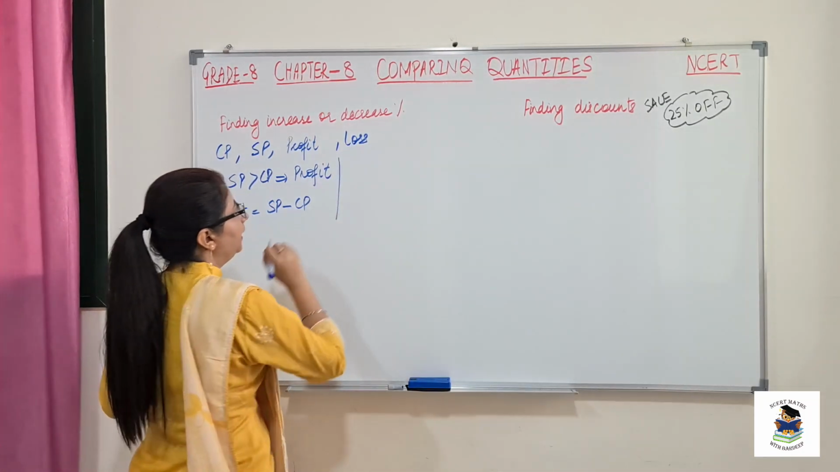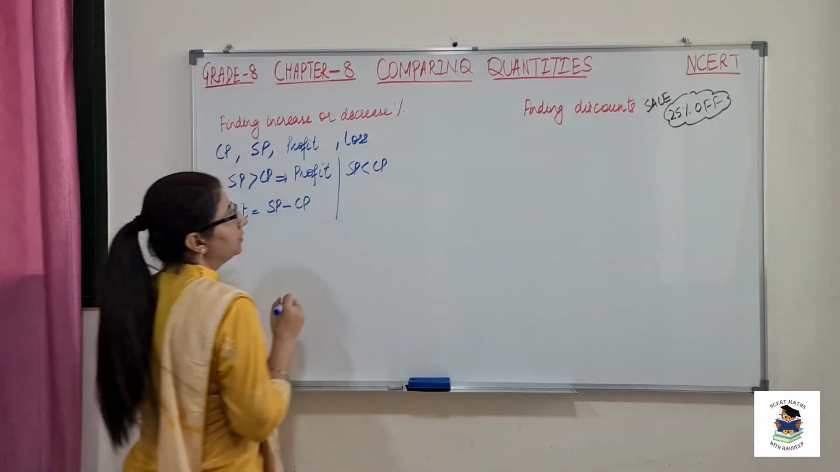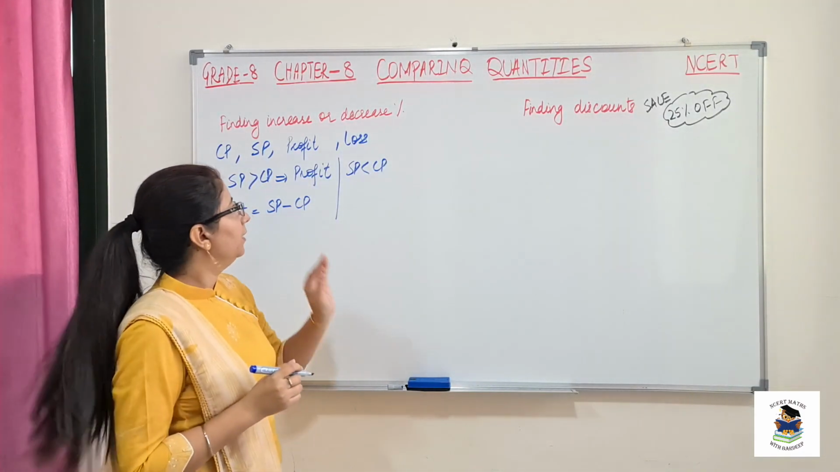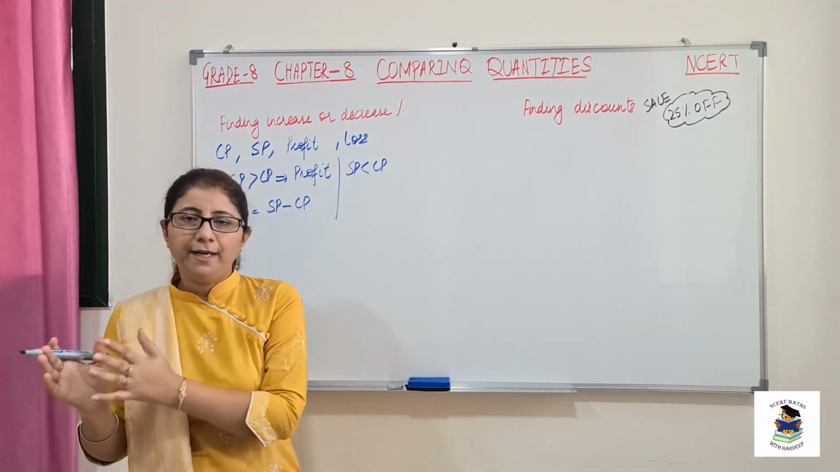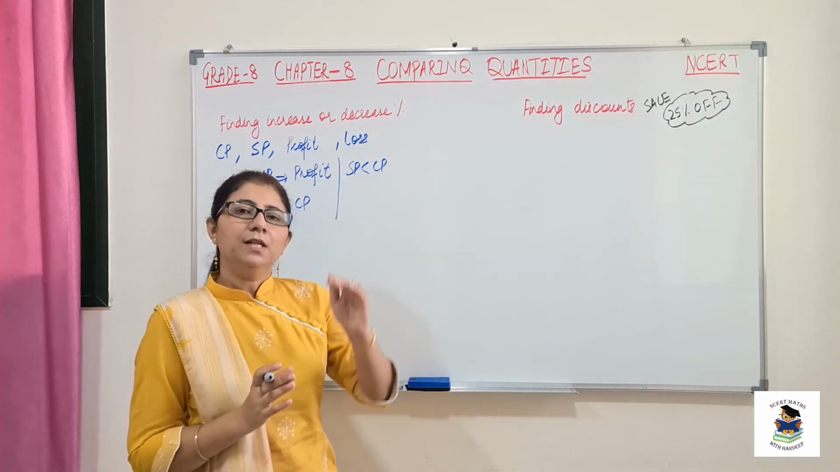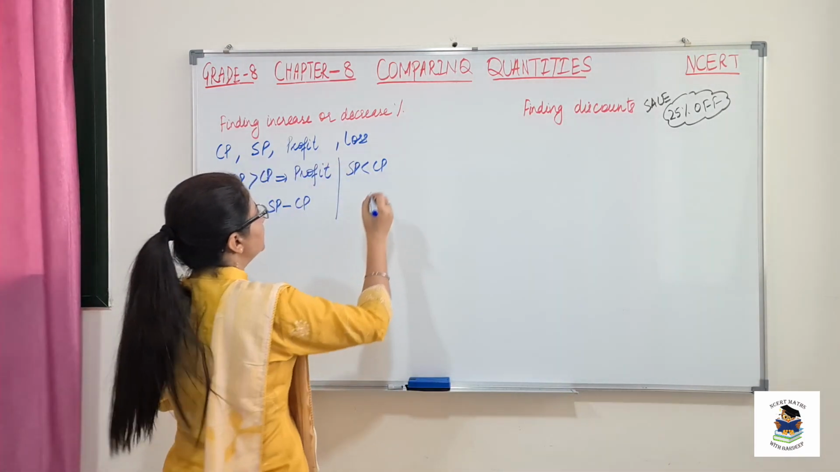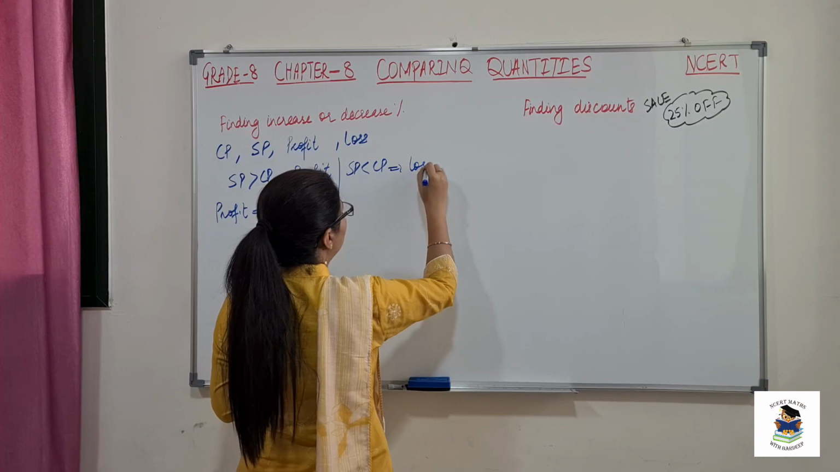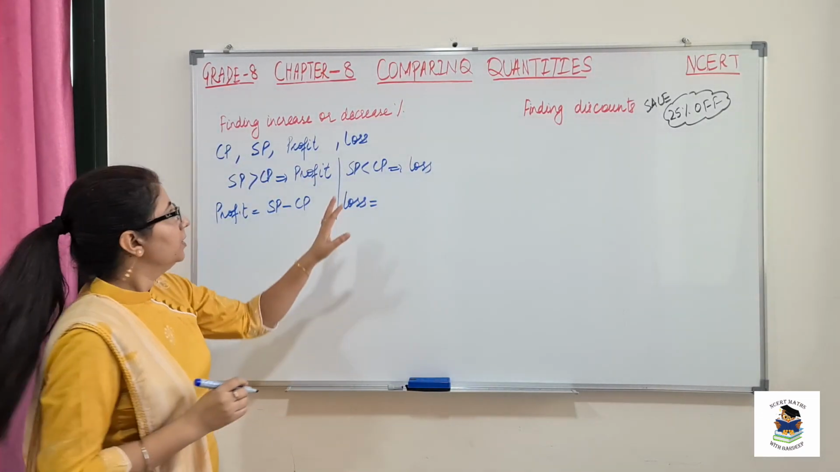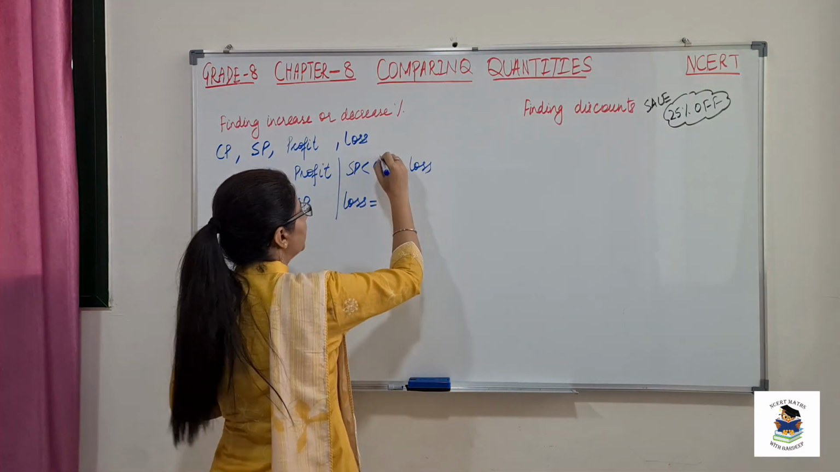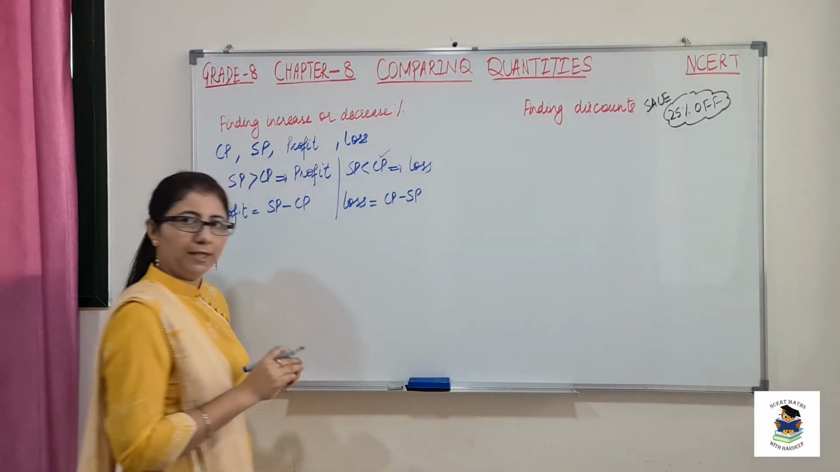But on the other hand, if our selling price is less than cost price, that means our business is in loss. We are paying more for buying the things, but due to some reasons we are not able to sell them at higher prices. So our business will be in loss. Again, how to find that loss? Since cost price is higher, it is cost price minus selling price.